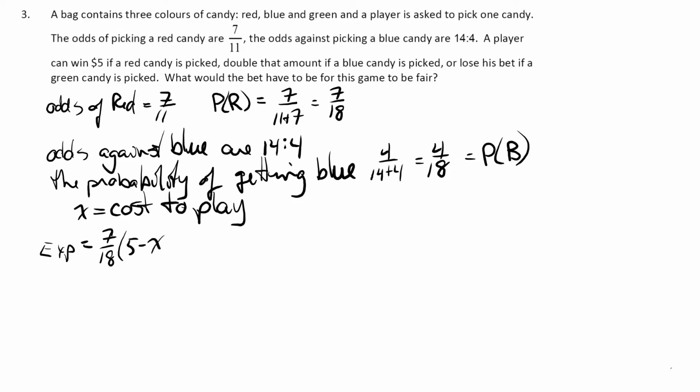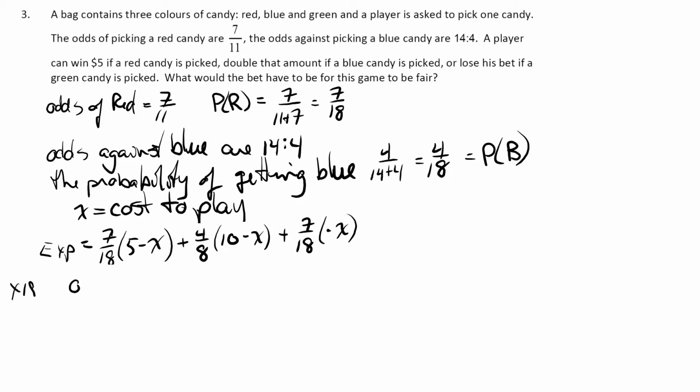Remember, we're told that if you get red, you win $5, but you still have to pay the cost of play, so it's 5 minus x. Then it's plus 4/8 times the net gain for getting blue, which is 10 minus the cost of play of x, plus 7/18 times the cost of play, which is negative x. Now, we need to set this equal to 0, because it's a fair game, so our expectation is 0.